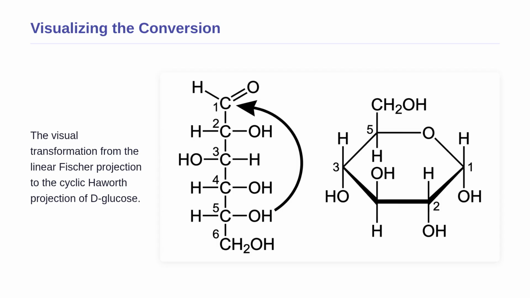Let us visually reinforce what we just learned and proven. On the screen, you are looking at the complete transformation of D-glucose. On the left is the linear Fischer projection, showing the exact left and right positions of the hydroxyl groups. The curved arrow illustrates the oxygen on carbon 5 attacking carbon 1 to close the ring. On the right, you see the resulting Haworth projection. Notice the thick lower bonds creating a sense of depth. You can clearly see the alternating up and down pattern of the hydroxyl groups that we just derived, perfectly mapping the stereochemistry into a flat drone view.